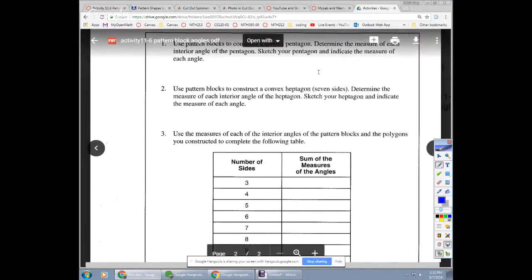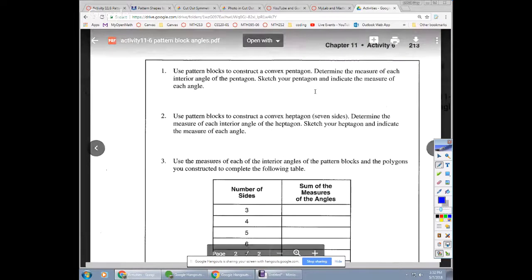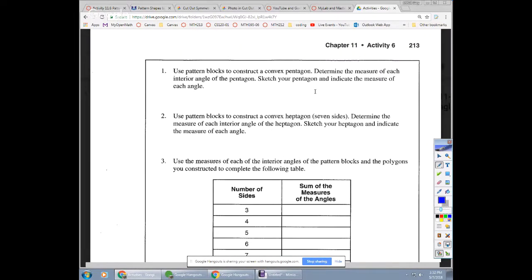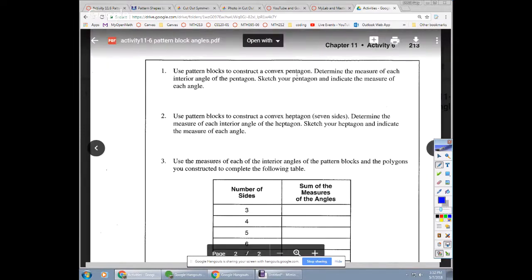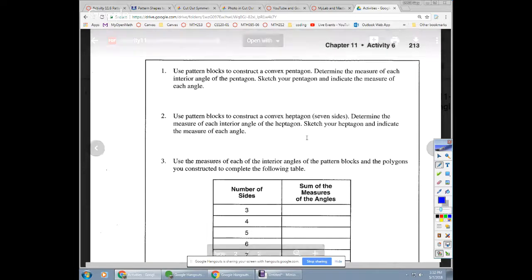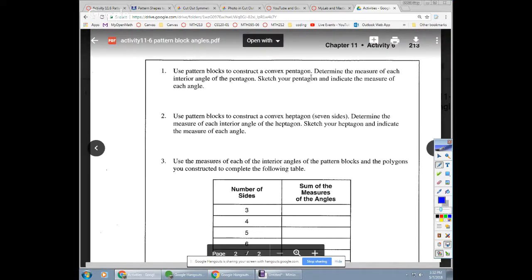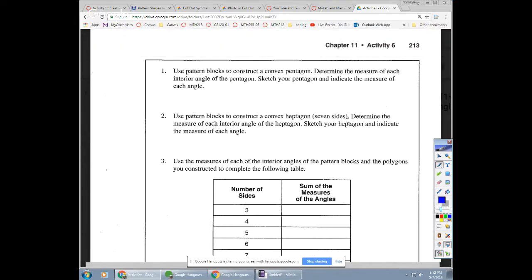So the next thing you want to do is build yourself a convex pentagon. Remember the difference between convex and concave. We already have a hexagon, but we don't have a 5-sided figure, so we need to build one. Part 2 says build a 7-sided figure, convex. That's called a heptagon. Once you get each of those built, raise your hand for a sec and let me know. I found the pentagon way easier than the heptagon. Does it have to be regular? It doesn't have to be regular, but it has to be convex, not concave.